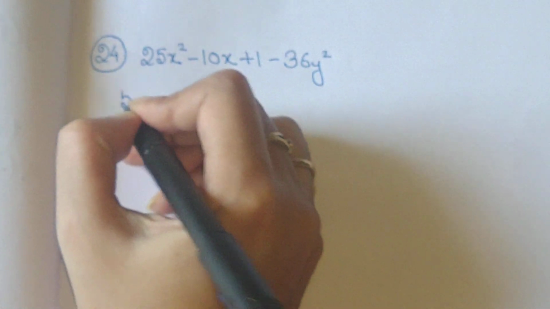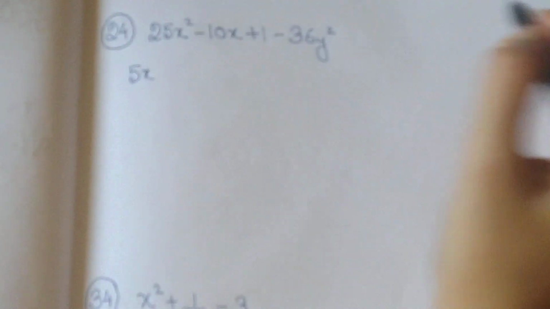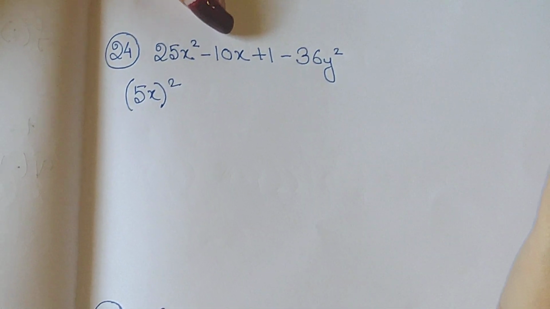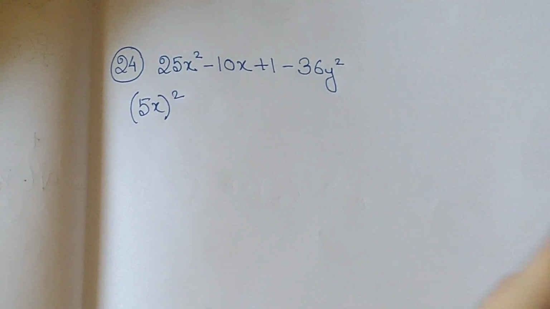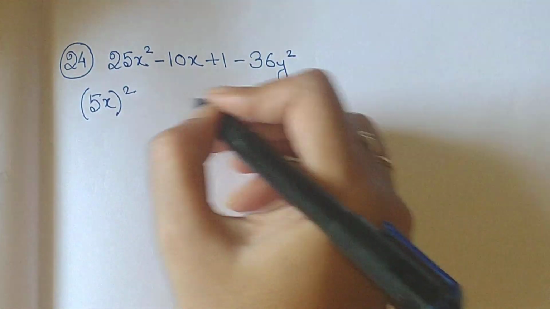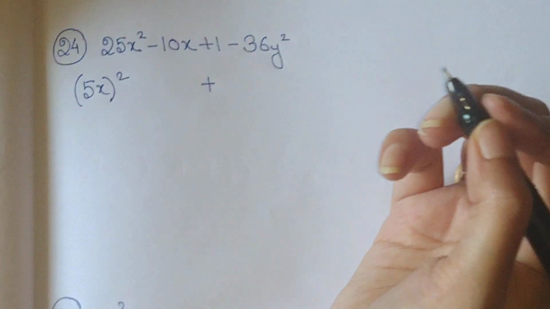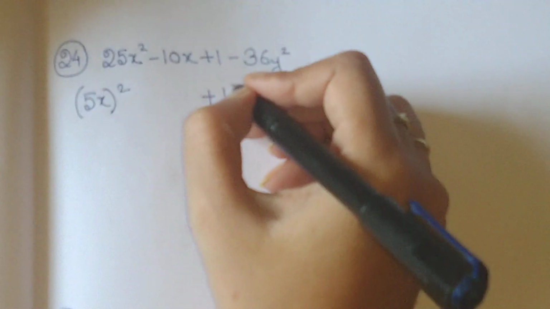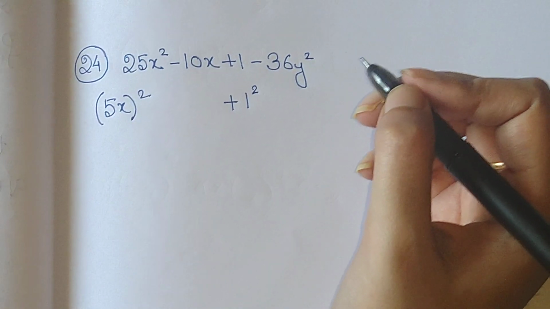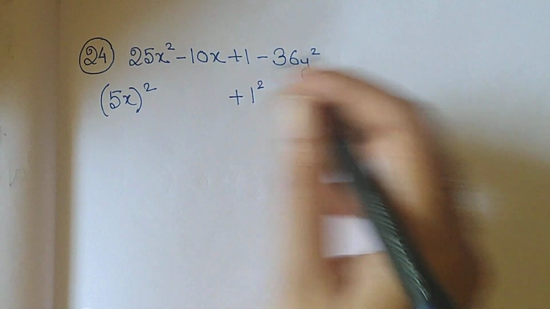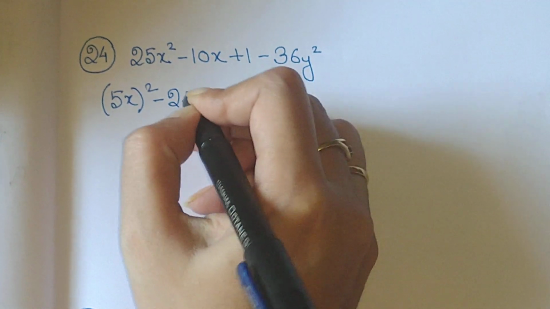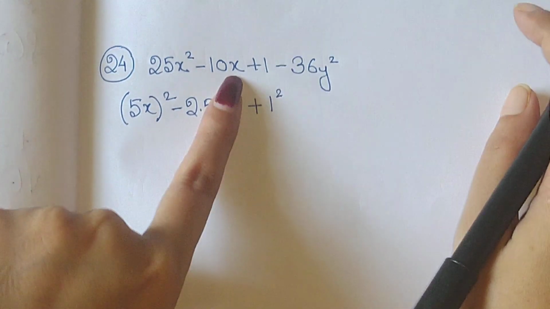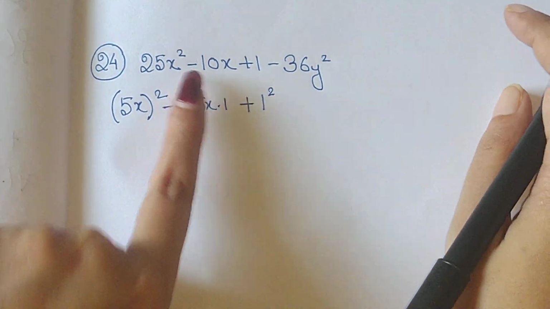So I will be writing 5x whole square. Then minus 10x plus 1. 10x, I am not writing anything; I am giving a blank space. 1, you know, it is always a square term, so I am writing 1 square. Then this can be written as minus 2 into 5x into 1. This is 2 into 5 gives you 10, and this x means 10x.